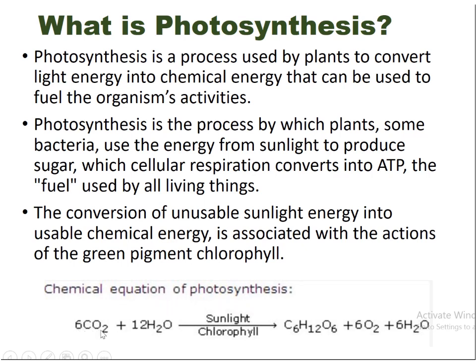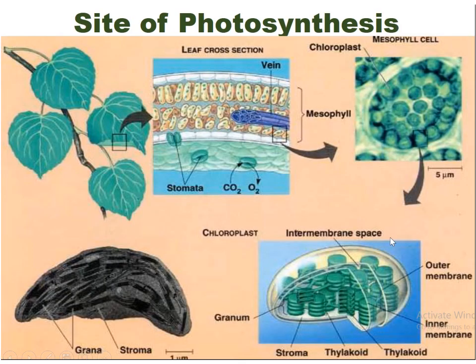Here the 6 molecules of carbon dioxide react with 12 molecules of water. In the presence of sunlight within the chloroplast with the help of chlorophyll, these 6 molecules of carbon dioxide and 12 molecules of water convert into 1 molecule of glucose, 6 molecules of oxygen and 6 molecules of water. Okay, so this is the overall chemical equation of photosynthesis.